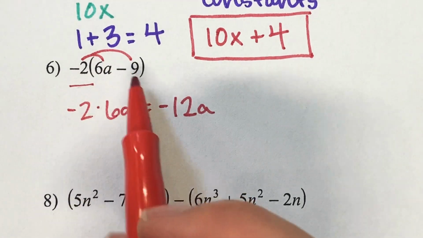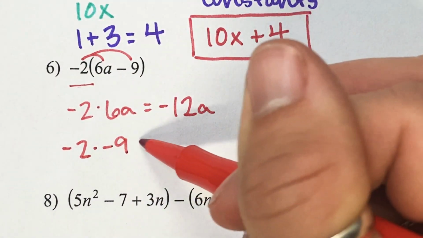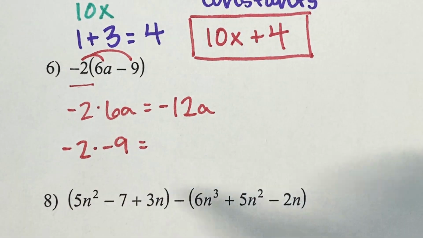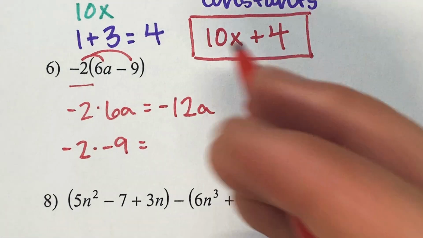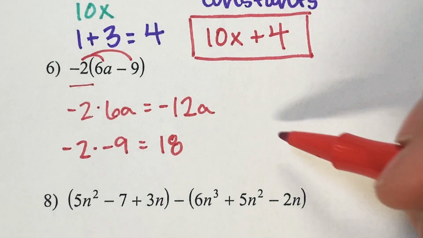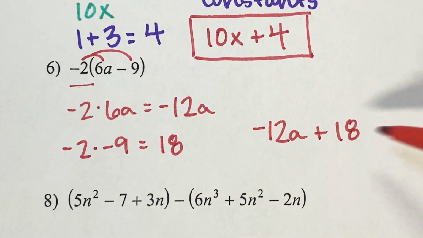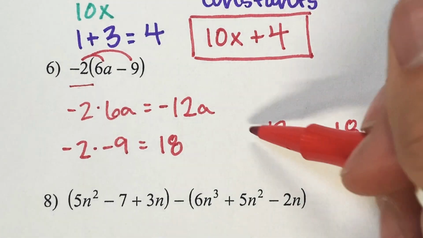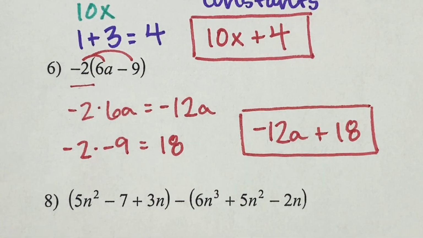Okay, -2 times -9. Remember we have to include those signs. A negative times a negative is a positive. 2 times 9 is going to give me 18. So I have -12a with a positive 18. Those are not like terms, so that is simplified.